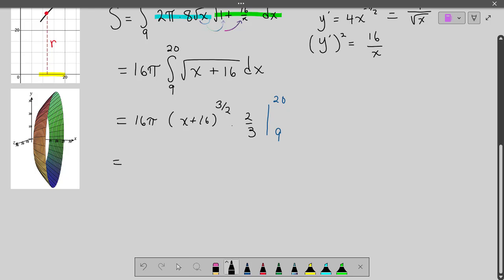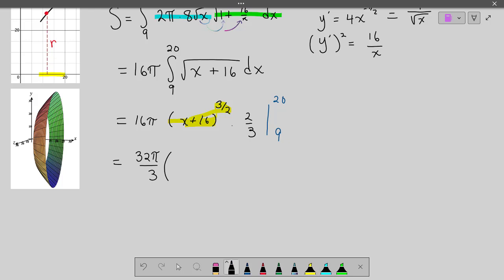We can combine these constants here. We're going to have 32 pi divided by 3. And then we can just focus on plugging in the limits of integration just into that part. So the 2/3 is getting multiplied by the 16 pi. All right, so let's see if we can do this.